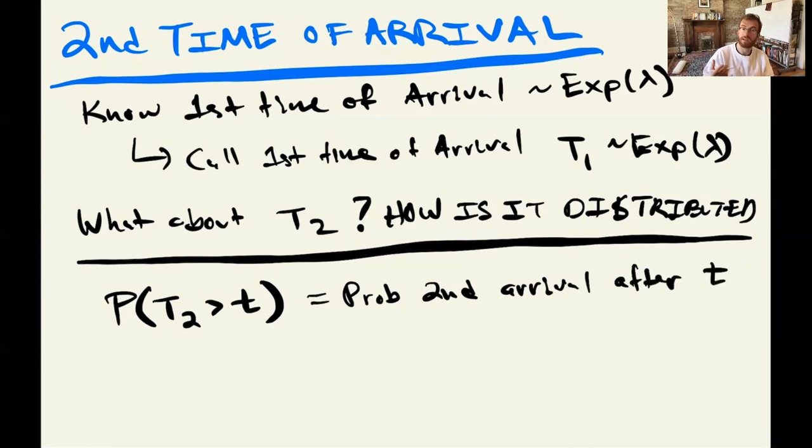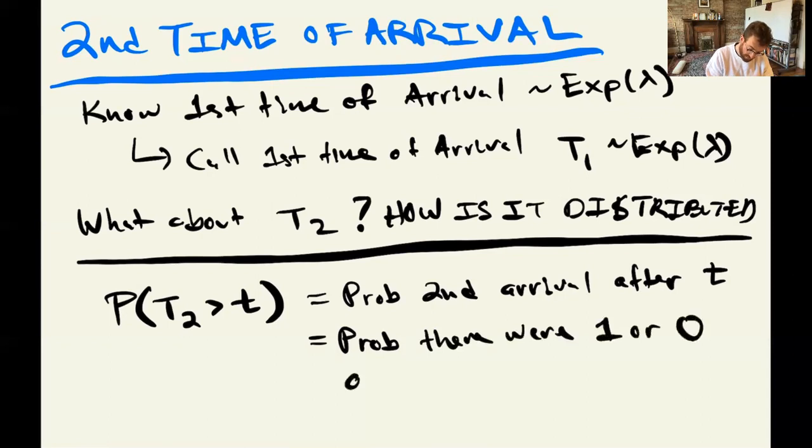Well, this has to be the same thing as the probability of 1 or 0 arrivals in the first time. It can't be 2 arrivals because that would contradict the event that we're trying to look for, which is that the second arrival happened after time t. So this is the same thing as the probability that there were 1 or 0 arrivals in this window of time, 0 through t.